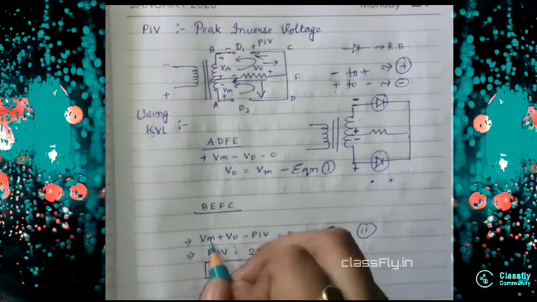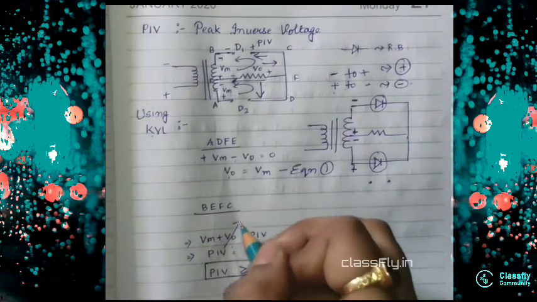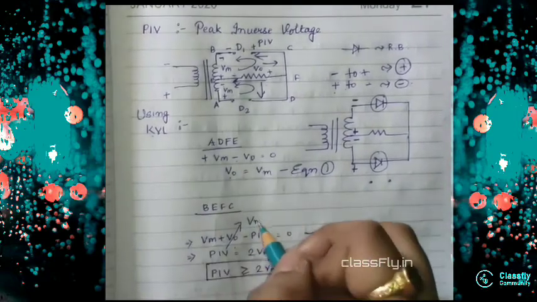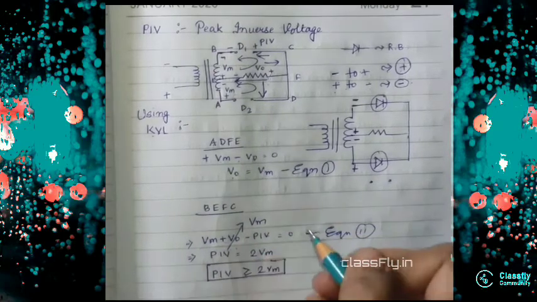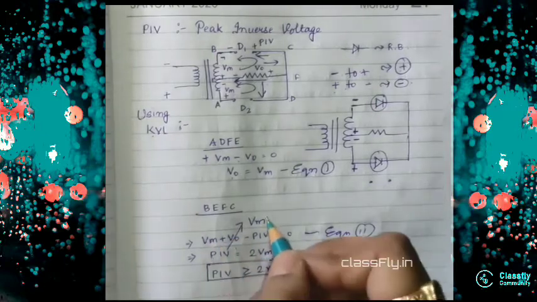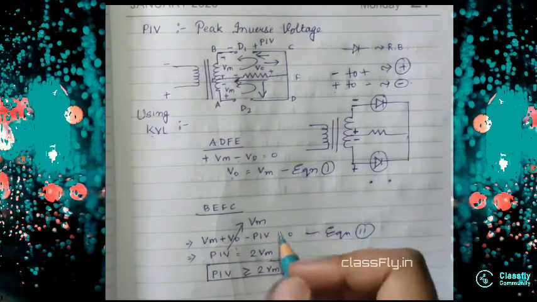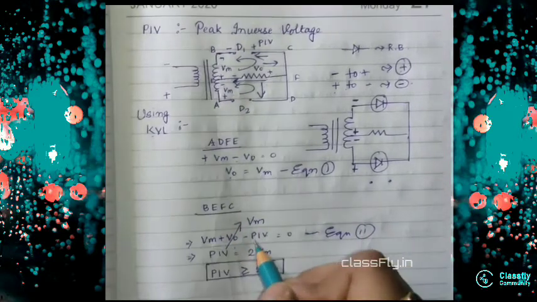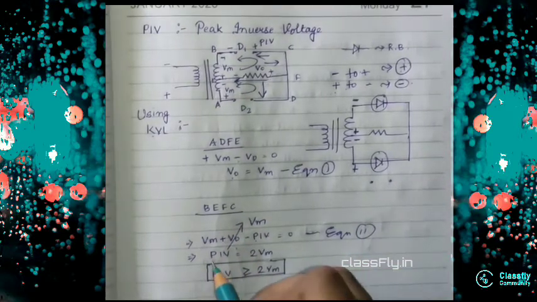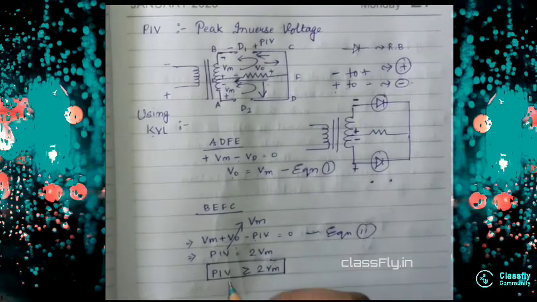We know that V0 is equal to Vm. So if we take this as Vm, we get 2Vm, right? If we solve this equation, we move this 2Vm here and keep this PIV here, and we get this equation, that is PIV equal to 2Vm. So what is PIV? That is the peak inverse voltage, where the peak inverse voltage is greater than or equal to 2Vm.